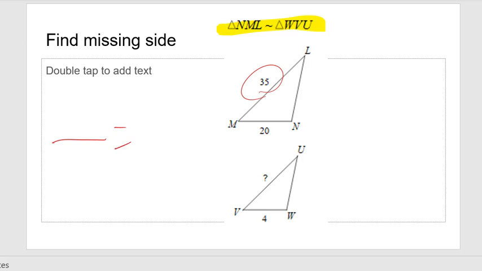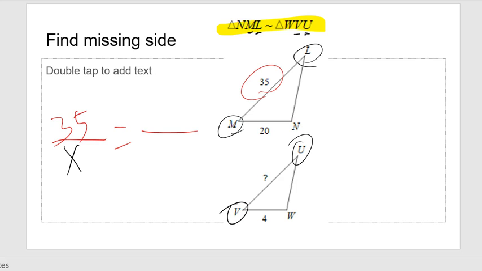So when I make my equation, we're going to put 35 right here. I can put 35 wherever I want. It doesn't matter. But if you notice here, 35 is between M and L. M and L are the second and third letters. V and U are the other second and third letters. So if I find V and U, what's between is that question mark. So I'm going to put the X.